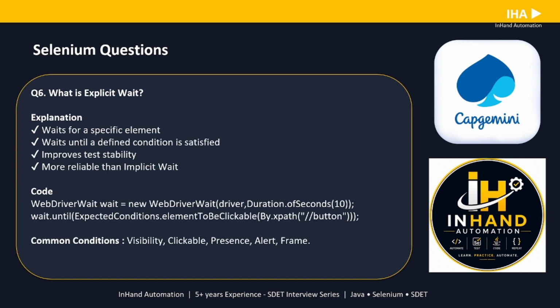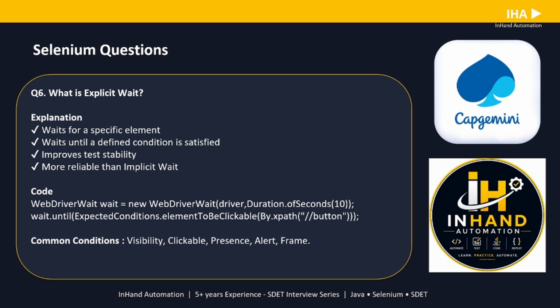Yeah. So the next question was: what is explicit wait? Explicit wait is a wait which is for a specific element, and it waits for a particular condition to be satisfied. It also provides you test stability, and it is more reliable than implicit wait. So you have to explain the explicit wait and what the code snippet for that is, because the interviewer will ask for sure to write the code snippet of waits.